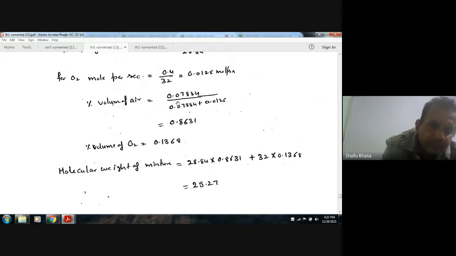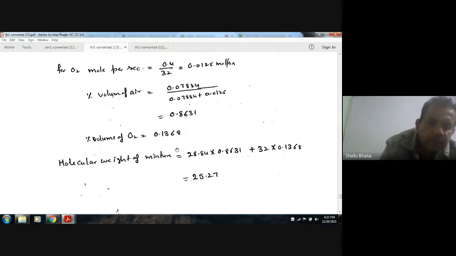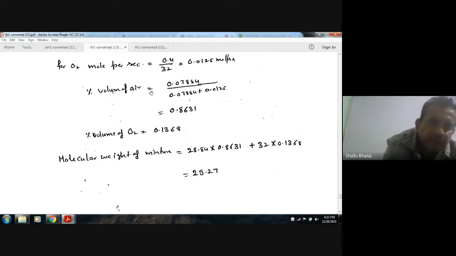So this is percentage volume of air, and 1 minus this is percentage mole, so percentage volume of O2. Okay, now from this we have the percentage of air and the percentage of O2 in terms of volume. Now we can calculate the molecular weight of the mixture.